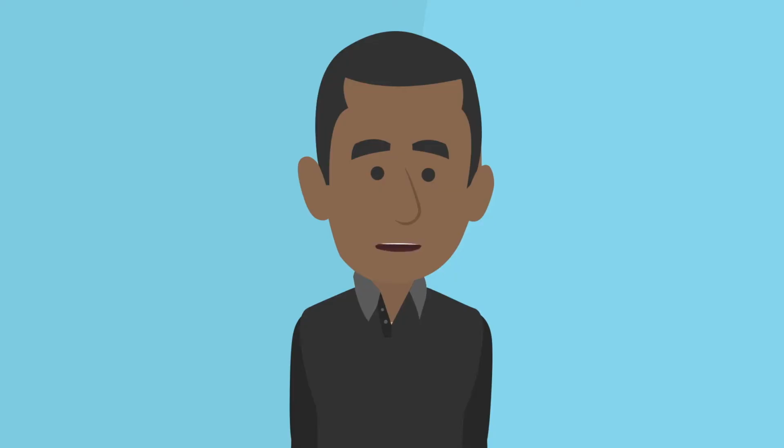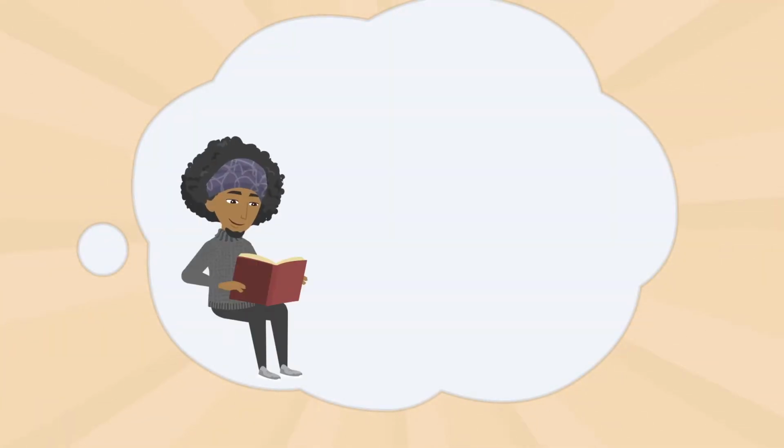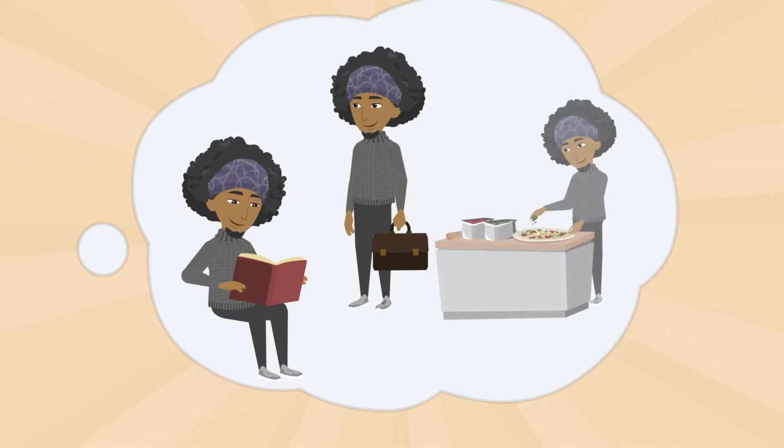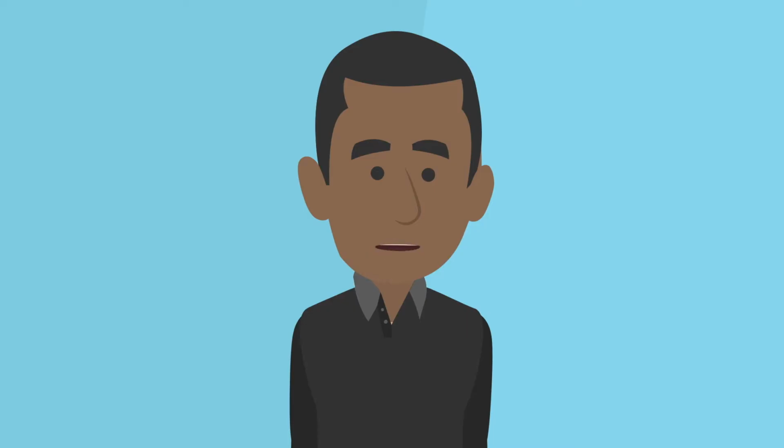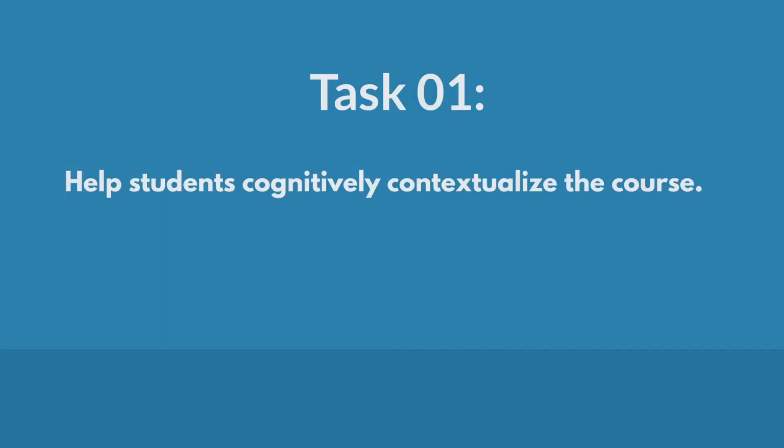The metacognitive skill set you and your peers gain will help you thrive in future scholarship endeavors and in your professional and personal lives. But no need to think about the long game at this point. For now, let's focus on a few tasks you want to help students complete during your first Peer Learning Strategist session. Task number 1. Help students cognitively contextualize the course.